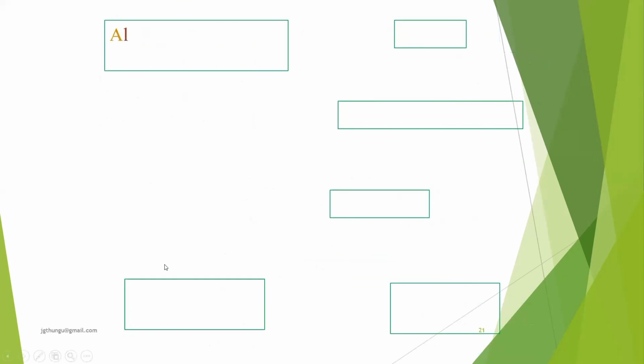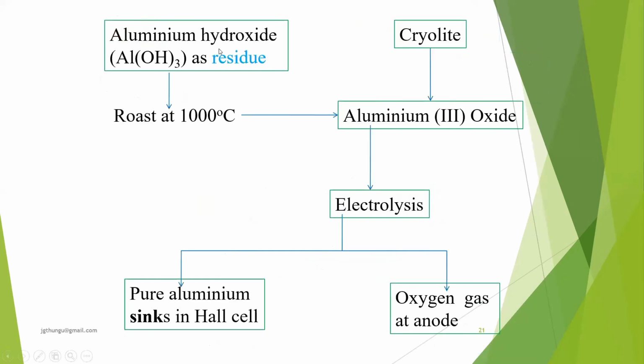Continuation of that flow chart. Aluminium hydroxide, which is the residue, is heated ndio tutoe ile to obtain aluminium oxide. Then from there we melt aluminium oxide, we add chloride. Aluminium oxide molten is taken to the hull cell for electrolysis. So then pure aluminium sinks in the hull cell where oxygen gas is produced at the anode.